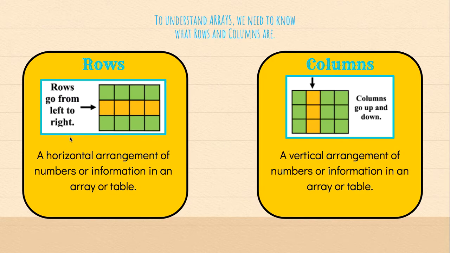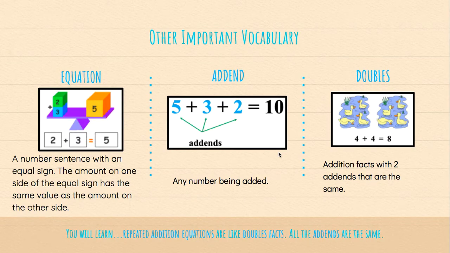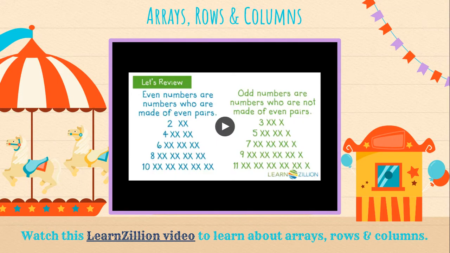A row is a horizontal arrangement of numbers or information in an array or table. So rows go left to right. A column is a vertical arrangement of numbers or information in an array or table. Columns go up and down. So rows, left to right, columns, up and down. This is the same important vocabulary as last week, but in case you need to know these words, here they are. Today you're going to watch a Learn Zillion video to learn about arrays, rows, and columns.